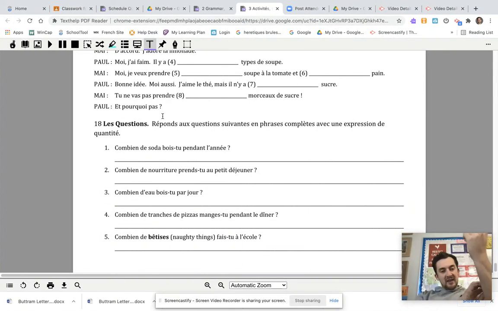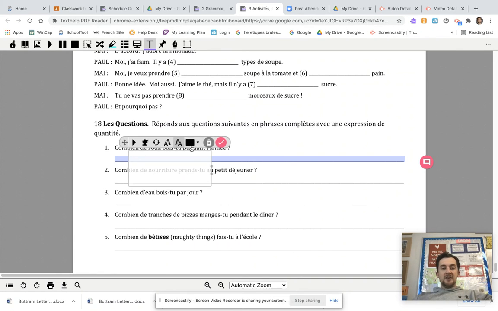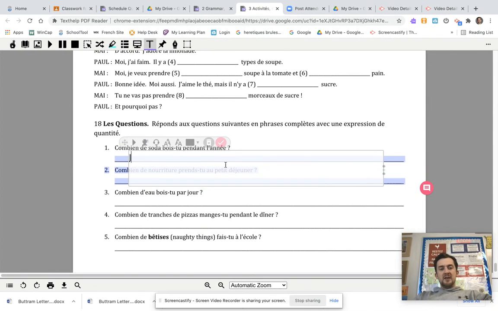Les questions. Réponds aux questions suivantes en phrase complète avec une expression de quantité. So, answering in complete sentences with an expression of quantity. Number 1, combien de soda bois-tu pendant l'année? How much soda do you drink during the year? So you can answer as vaguely or as specifically as you want. So you could say, je bois beaucoup de soda, I drink lots of soda, and then just finish up with pendant l'année, during the year.